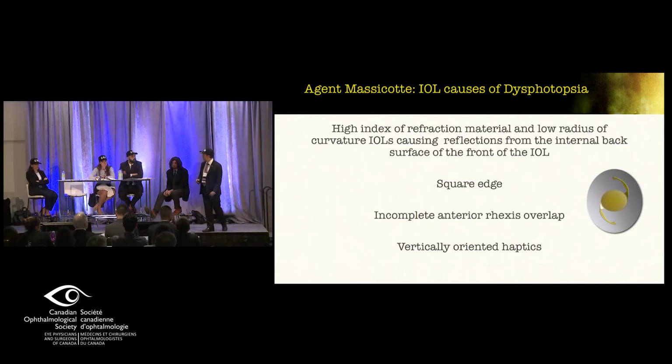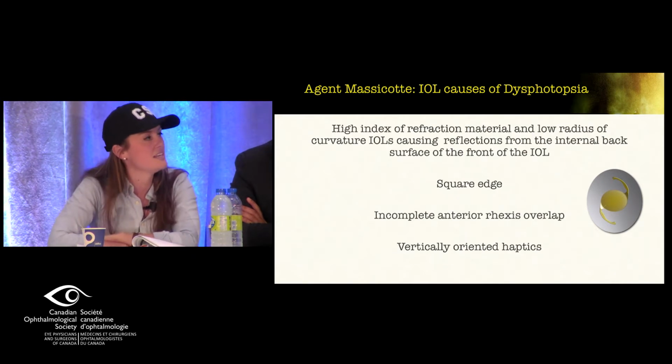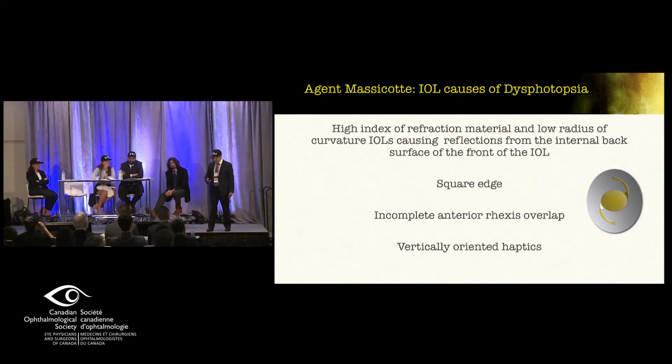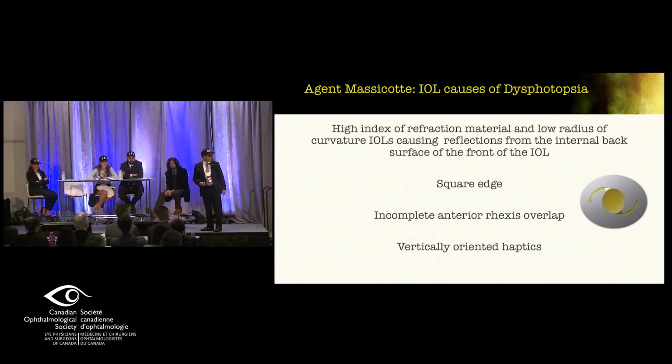So can you comment a bit more on the vertical haptics? How does that happen, and how would you fix that? Well, actually, I make sure that they're always horizontally oriented at the end of my cases. Okay, and why is that important? Because if the light hits here, if the haptics are completely horizontal, then there's a bit more space there, so there's less chance of reflection, right? And how would you fix that if you had vertical haptics and you think that's the cause of the dysphotopsia? It depends on the timing. If it's 1 month post-op, I would go back. Okay. And so, through the magic of Hollywood, we can do that.